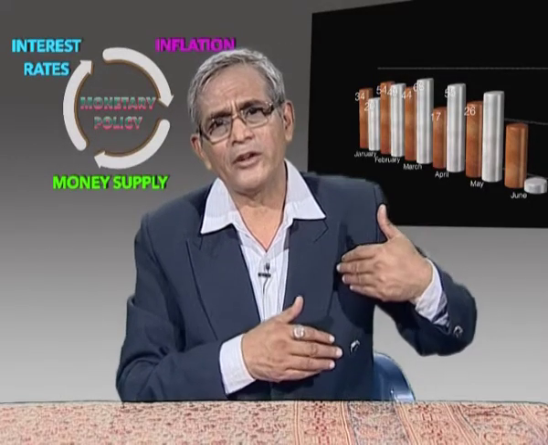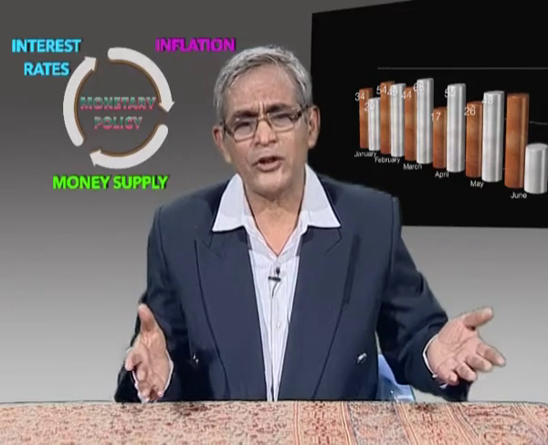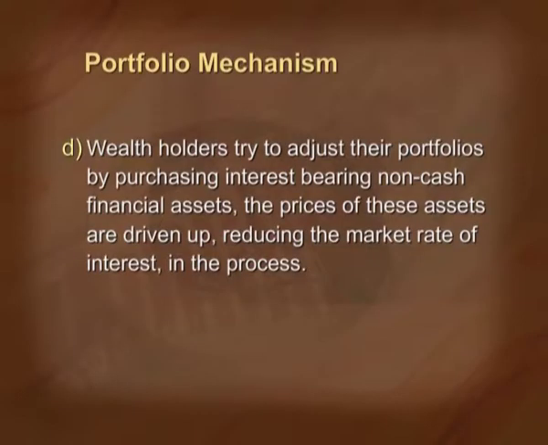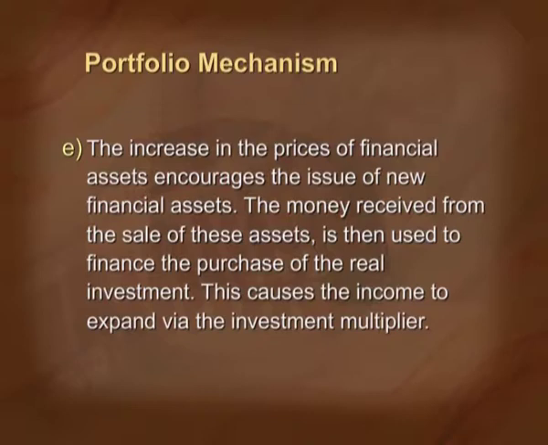This in turn creates a temporary imbalance of excess cash in their portfolio. As the wealth holders try to adjust their portfolios by purchasing interest-bearing non-cash financial assets, the prices of these assets are driven up, reducing the market rate of interest in the process. The increase in the prices of financial assets thus encourages the issue of new financial assets. The money received from the sale of these assets is then used to finance the purchase of real investments. This causes the income to expand via the investment multiplier.